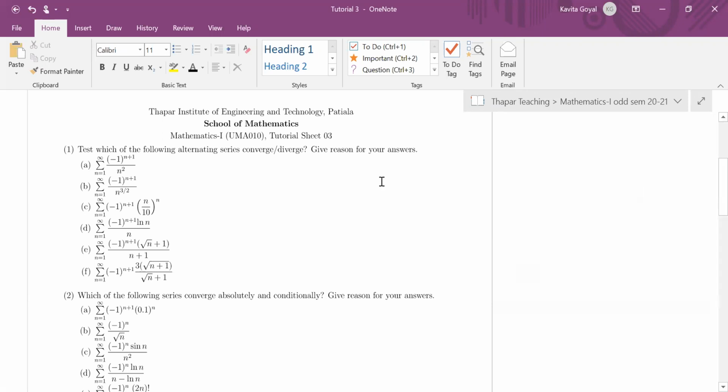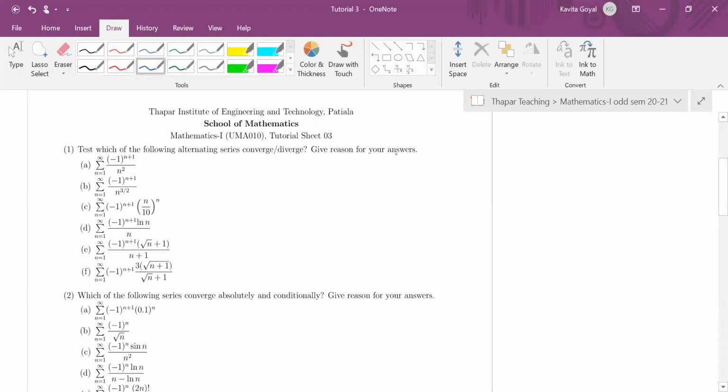Ma'am, if you could explain conditional convergence once again with some example, if possible. Yeah, sure. Conditional convergence is when your series itself is convergent, but if you take mod of each term, that is divergent. Such a series is called conditionally convergent.